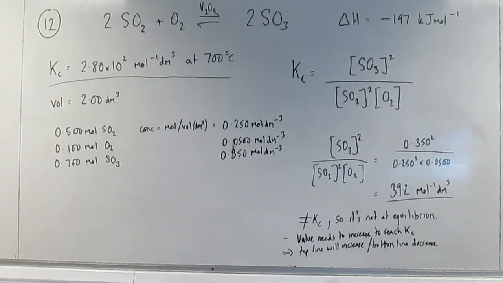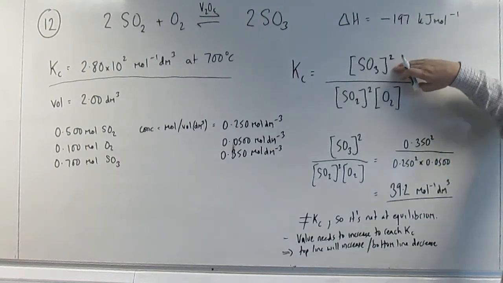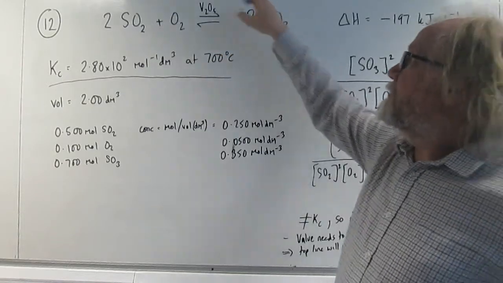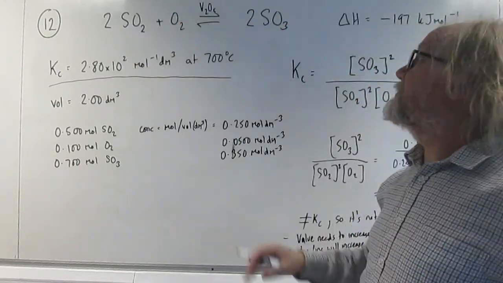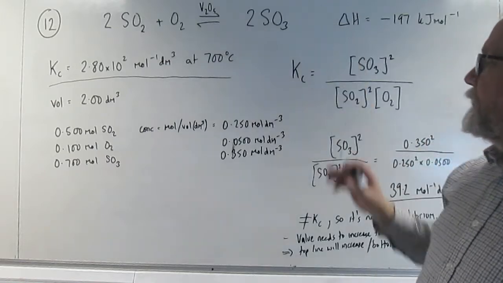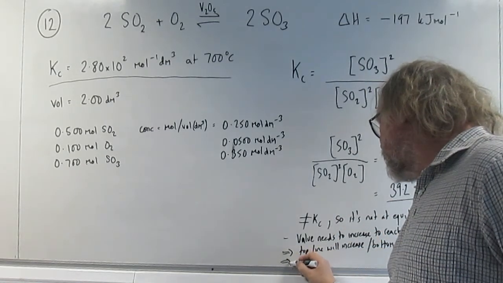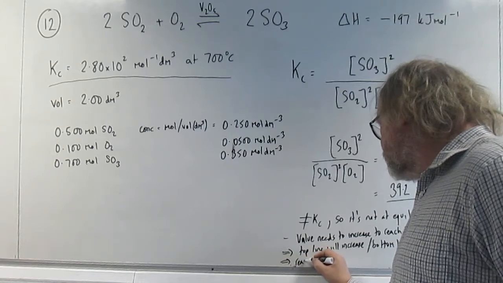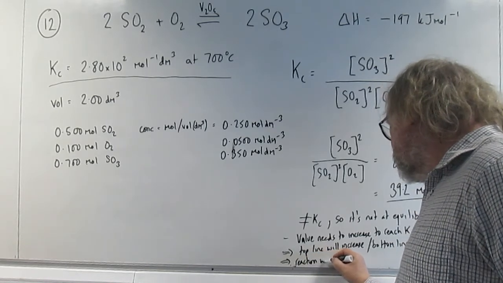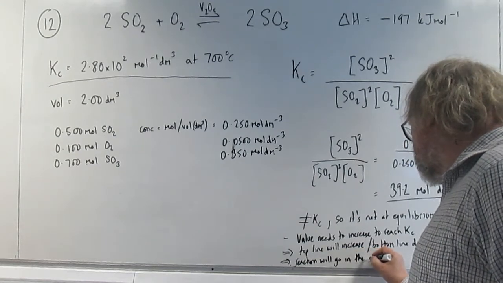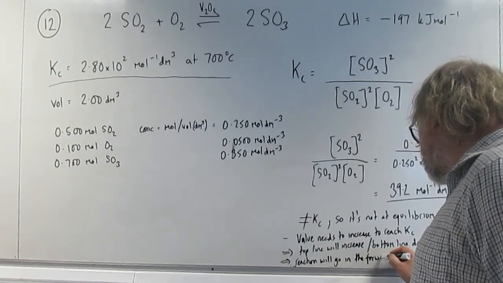And you say, right, well, how do we increase the top line? Well, the top line is the concentration of SO3, so we need more SO3. Decrease the bottom line, we need less of those things, so the reaction will move in the forward direction. Okay, in order to achieve that, so the reaction will go in the forward direction to reach equilibrium.